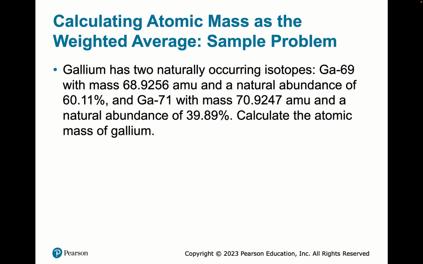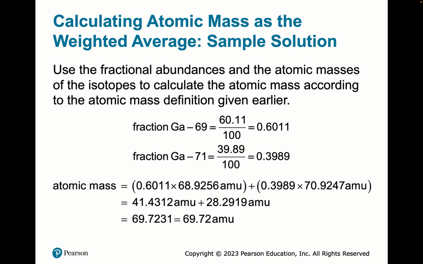So let's look at another example here. So gallium-69 and gallium-71, and they have the relative abundances this way. So let's do that. Well, you take the percentage and you turn it into a fraction, and then you multiply it by the masses, and then you sum it together and you get 69.72 atomic mass units, going down to 4 sig figs.